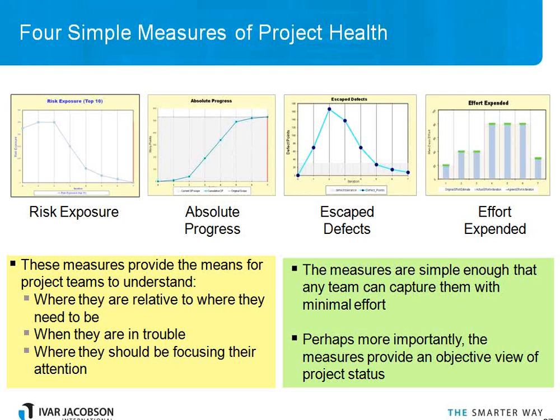To do the progress, you just need story points related to your use cases or user stories. The risk exposure we talked about earlier, just the product of probability and impact. Escape defects, just prioritize them and give them a weighting. Effort expended, just do the estimate each iteration and the time recording. So this gives you a good indication of the health of your project.